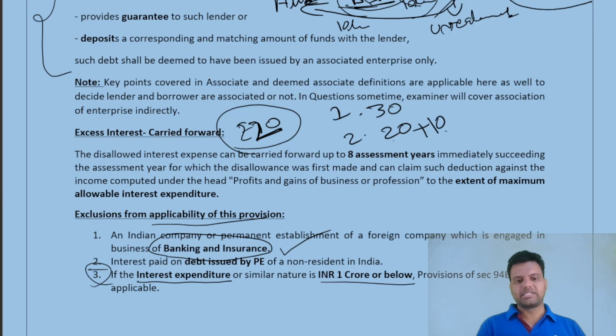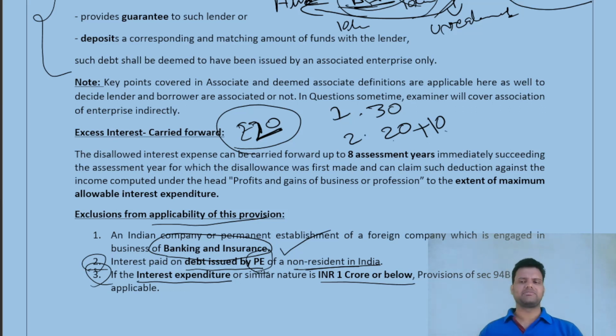And the second point: interest paid on debt issued by the PE of a non-resident in India. A non-resident is there and there is a permanent establishment for that non-resident in India. This PE has given an advance to an Indian company. So technically, this permanent establishment and the borrower both are situated in India only. That's why this provision is not applicable. Logical. This is point number 2. The PE exists in India and the borrower also exists in India, that's why these provisions are not applicable.